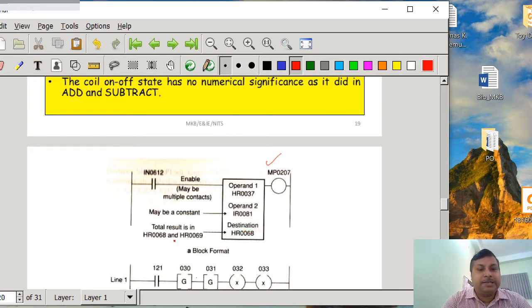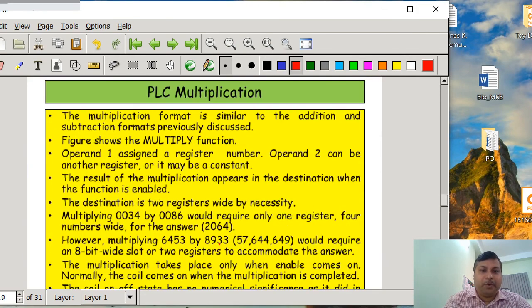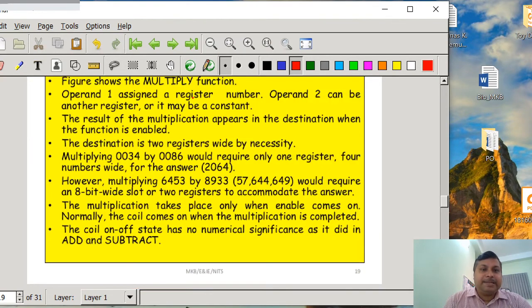The total result will be stored in HR068, and it may take two registers, that is HR68 and HR69, because the multiplication result will be bigger. If we assume that each register is 8 bits long, then 16 bits may be required. So operand 1 is assigned a register number, and operand 2 can be another register or it may be a constant.